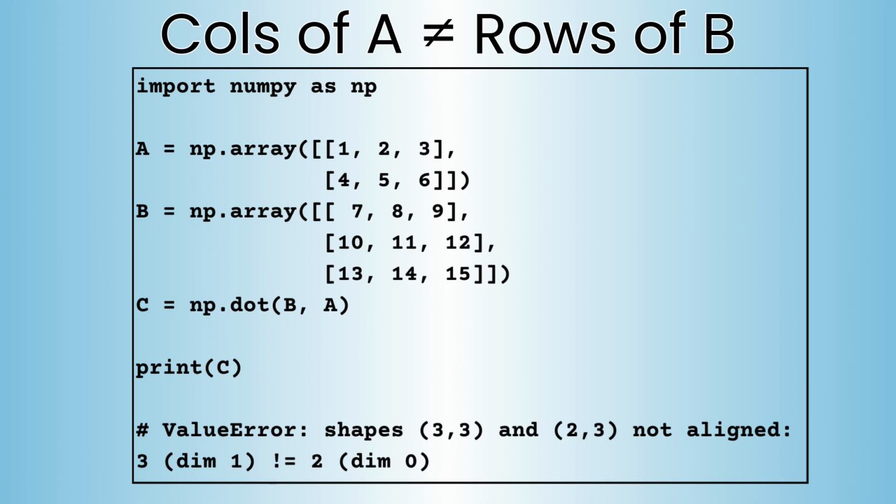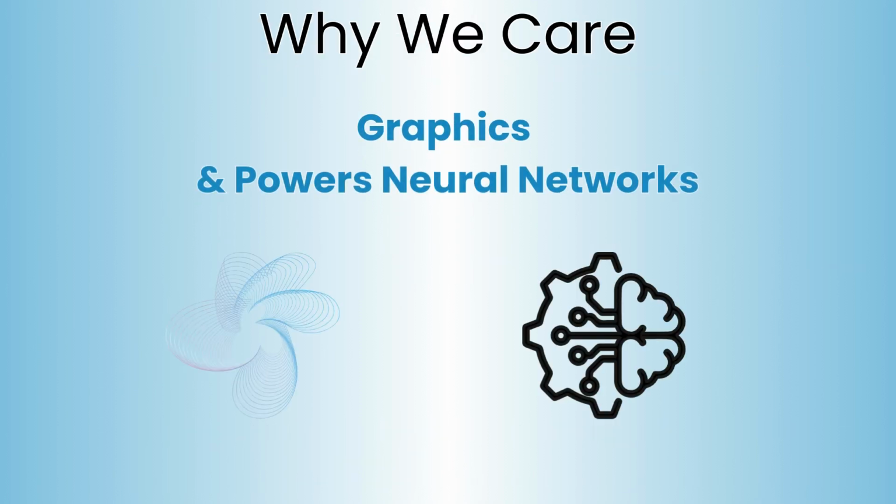So why do we care about matrix multiplication? In graphics, it rotates and scales objects. In machine learning, every layer of neural networks is powered by multiplying a weight matrix with an input vector. It's the operation that transforms raw data into learned patterns.